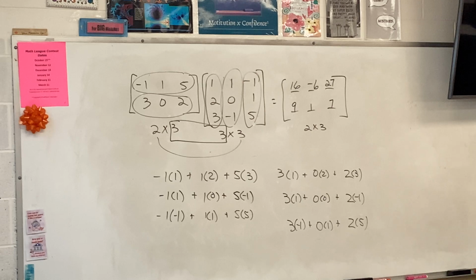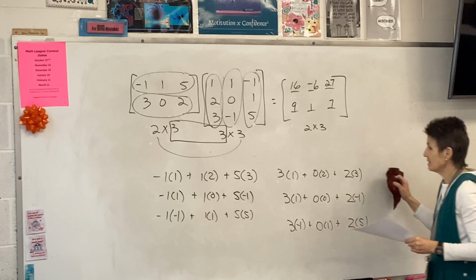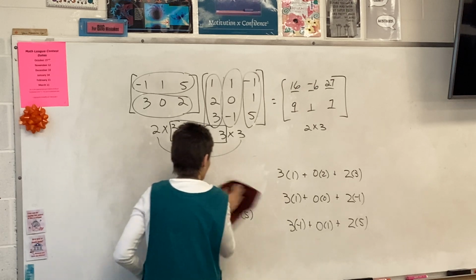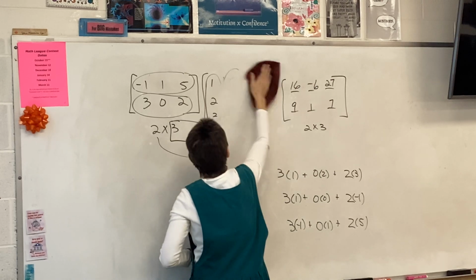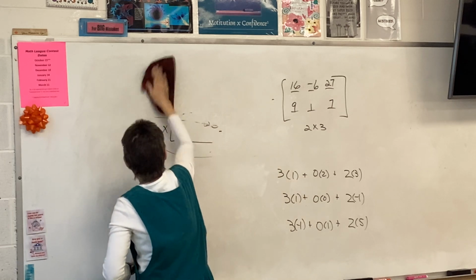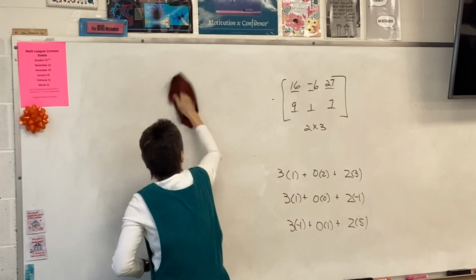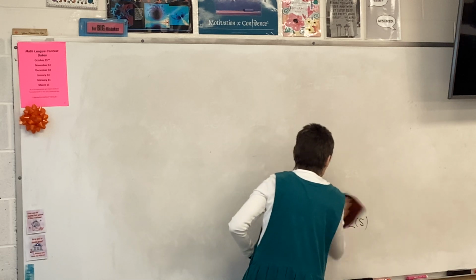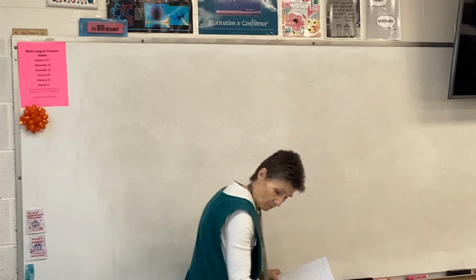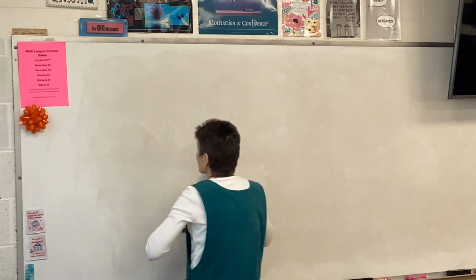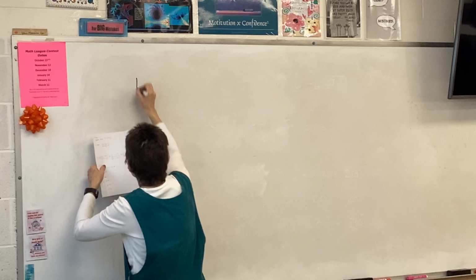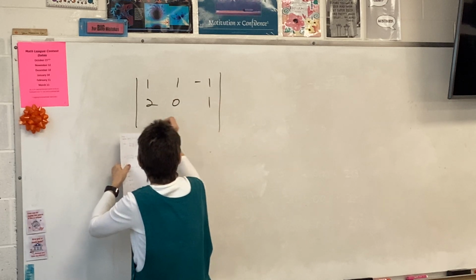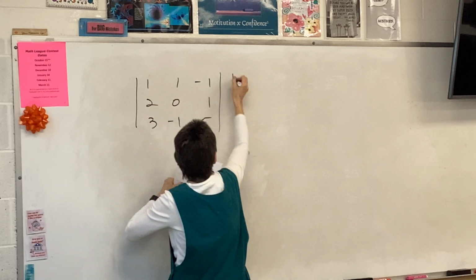Yes. So now we gotta remember how to find the determinant of a 3 by 3 matrix. Does anyone remember that from yesterday? We have to add the first and second. Okay, so we rewrite the first 2 columns outside the determinant. So we've got 1, 1, negative 1, 2, 0, 1, 3, negative 1, 5. We're gonna write our determinant.